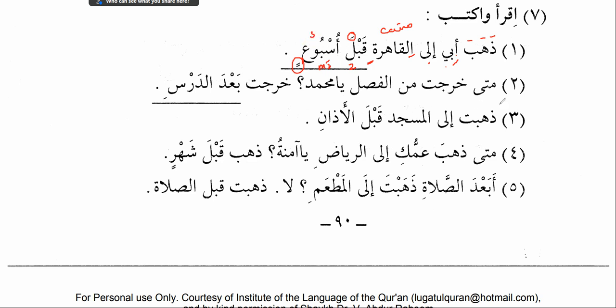Okay. Mata, when. Kharajat, how are you going to decide about this ta? When you read further, min al fasli ya Muhammadu. Muhammad is single male, and I am muhatib. How do you know you are muhatib? By seeing the harf nida. This tells that you are muhatib to that person. So what damir will you decide here? Ta tanis or ta? Ta with fatha, because it's for male singular.